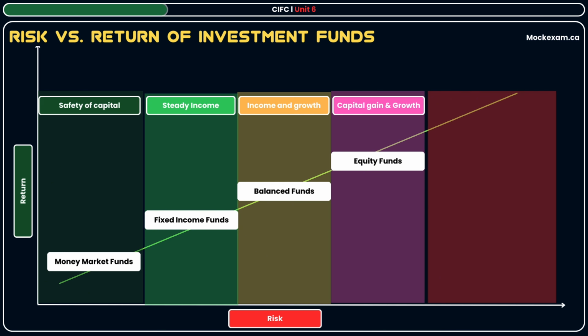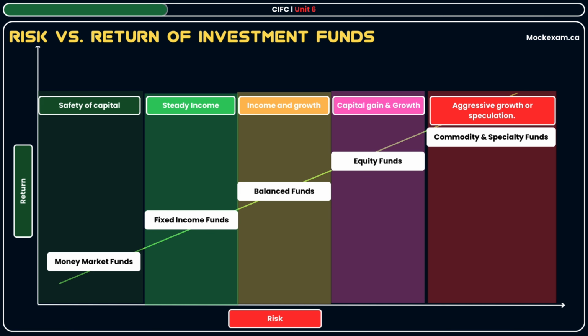Okay. And last but not least, commodity and specialty funds. These types of funds have the highest risk and highest return between different types of mutual funds. What is the objective of those who buy commodity and specialty funds? These are the type of investors who are looking for aggressive growth or speculation.